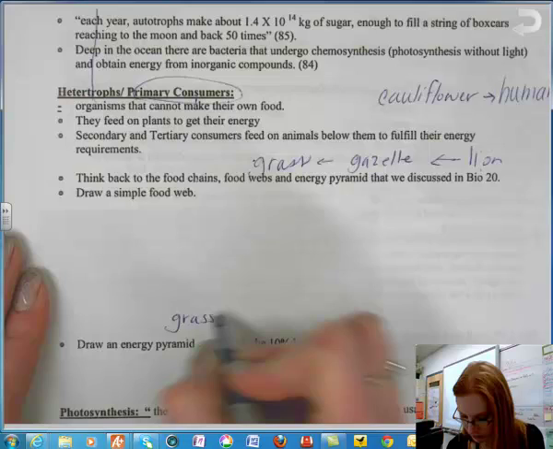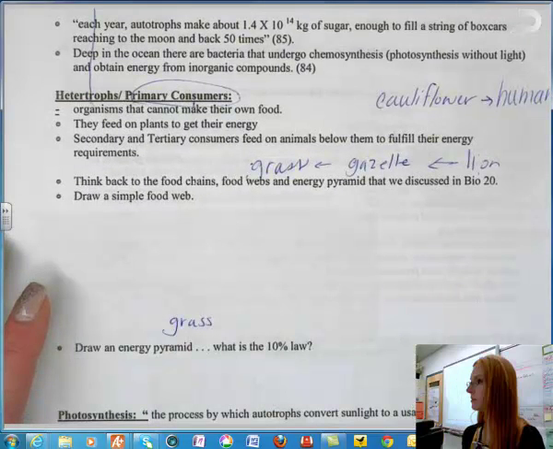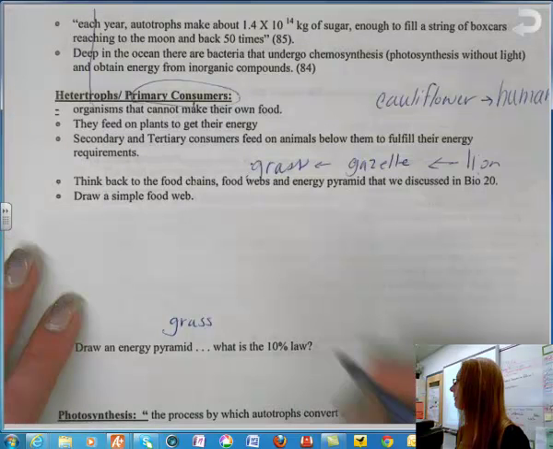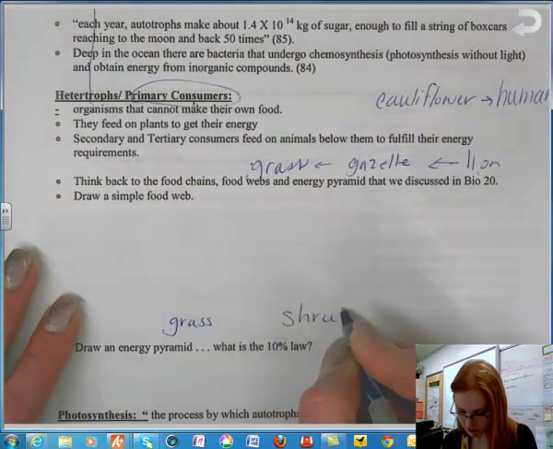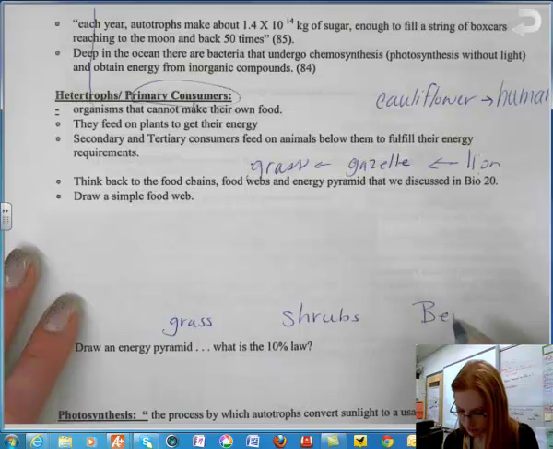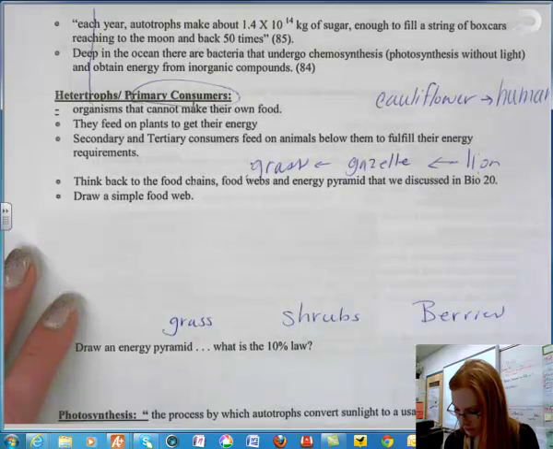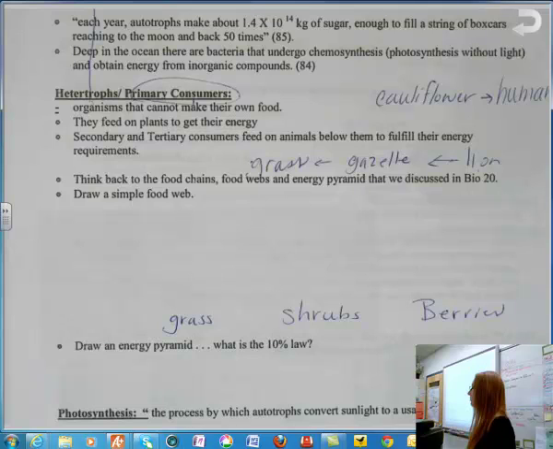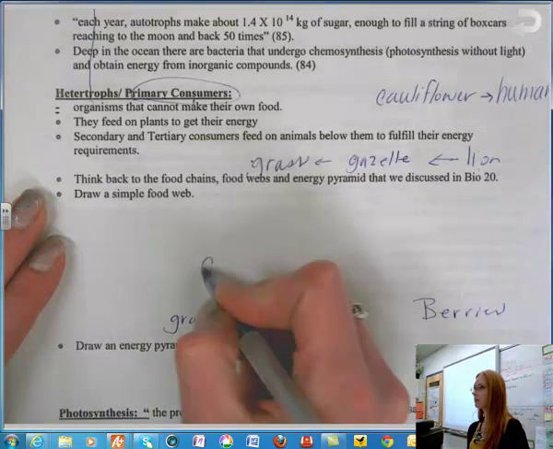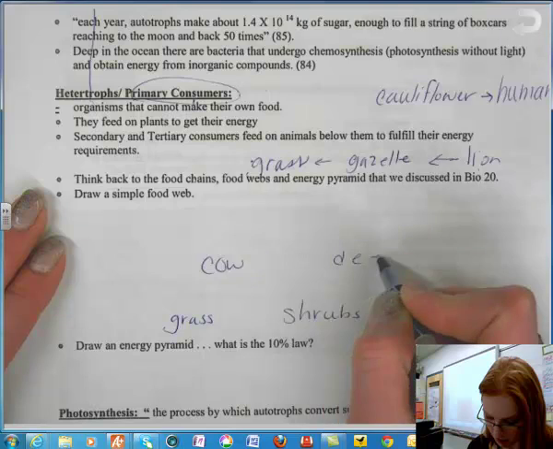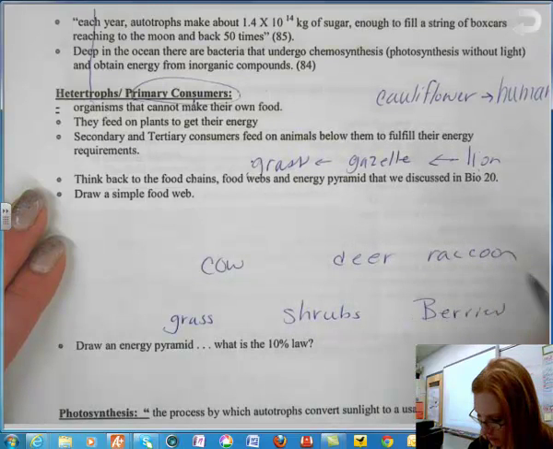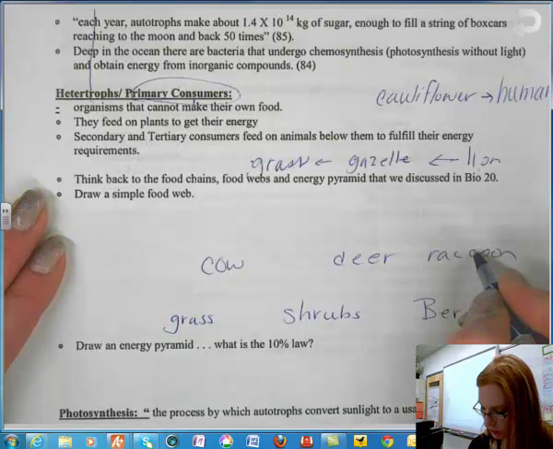So grass is a fairly common plant. What else would animals eat in this area? Okay, so shrubs. Could be berries. Now, what would be a type of animal that would feed off of grass, shrubs, or berries? Cow. So cow, deer, raccoon. One C or two? Two.